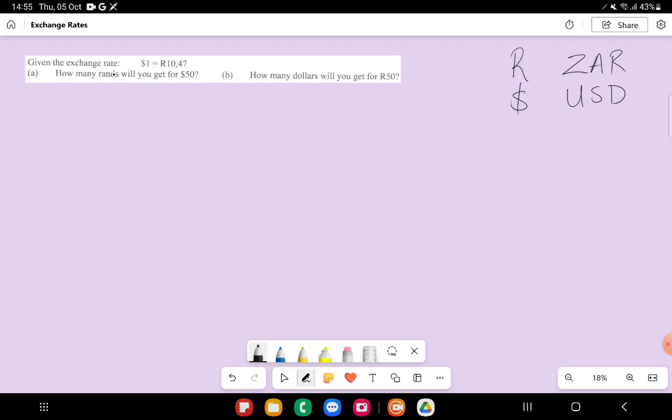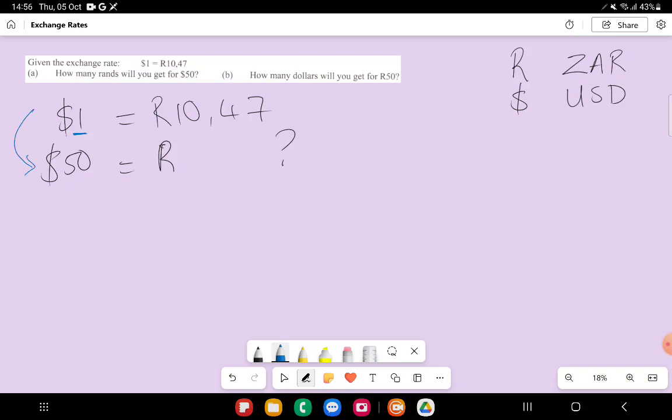On the screen, we are given an exchange rate that says 1 US dollar is 10 rand and 47 cents. The question is, how many rands for $50? This is relatively easy because we're working with one. So if there's one in one of the two options, then it's an easy thing to do. So what you're going to do is you're going to say, what do I do to 1 to get to 50? $1 to $50, I multiply by 50. I do the same on the right that I did on the left.